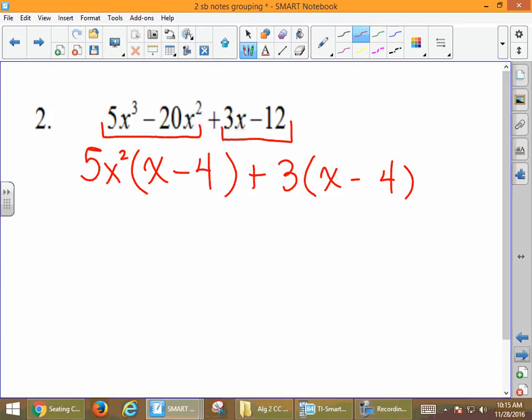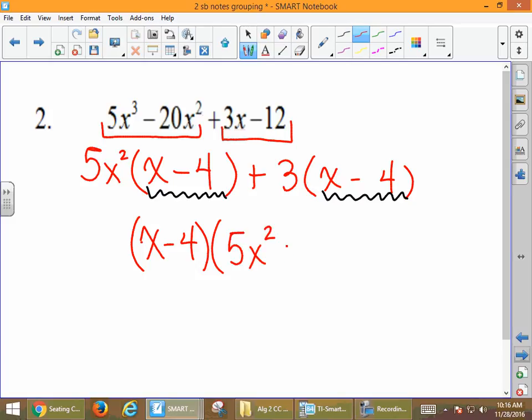And now we can finish the problem. What we're looking at now is the greatest common factor from both groups. Well, we have an x minus 4 in the first group. We have an x minus 4 in the second group. So we're going to write that x minus 4 down one time. And then we're going to write what's still there. 5x squared plus 3. The 5x squared out in front of the parentheses, the 3 out in front of the parentheses. We could FOIL and come up with our original problem if we needed to.